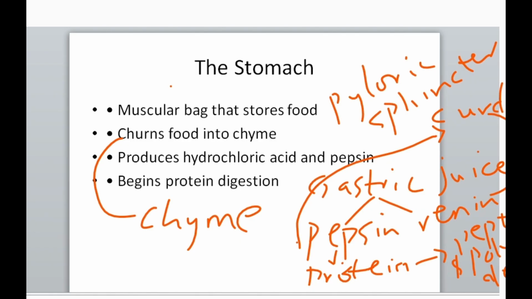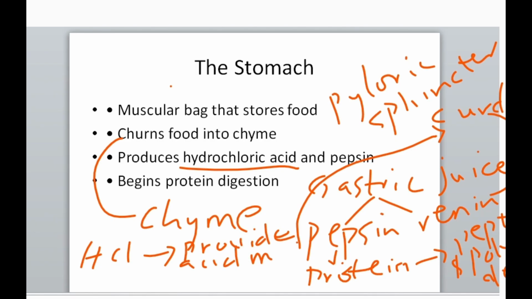Now, another thing that happens in the stomach is the action of the hydrochloric acid. Hydrochloric acid is also secreted in the stomach. What does it do? The hydrochloric acid, HCl, first of all, helps to provide an acidic medium for the enzyme to act.